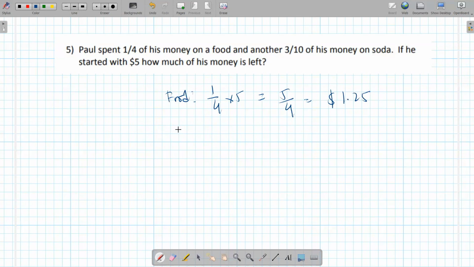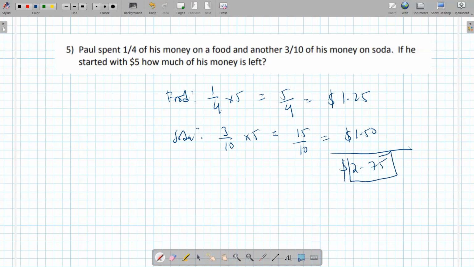How much did he spend on soda? 3 over 10 times 5. Right, 3 over 10 times 5, which is 15 over 10. And that is $1.50, right? If you add these two, you get $2.75. So he spent $2.75.